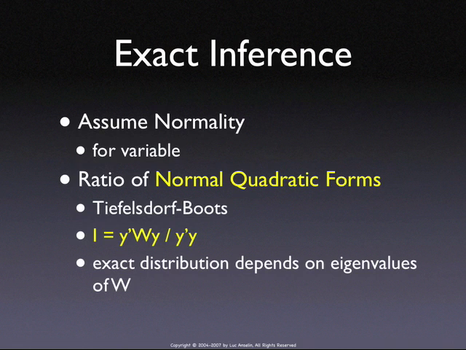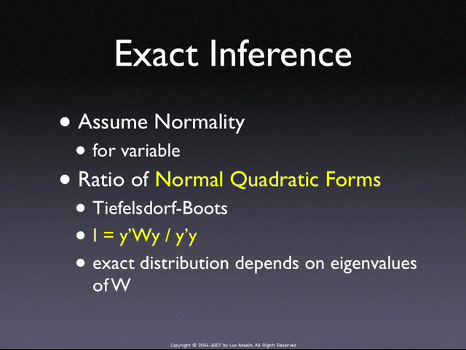Durbin-Watson is sometimes written as y prime A y over y prime y, where A is this 0, 1 thing where you lag everything one period. The structure is the same. Durbin-Watson, again, is a tricky one to find a distribution for, so you get these bounds.